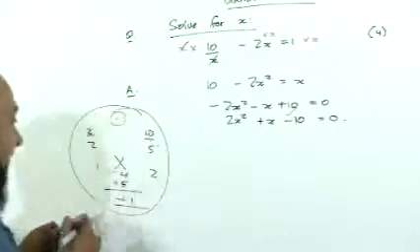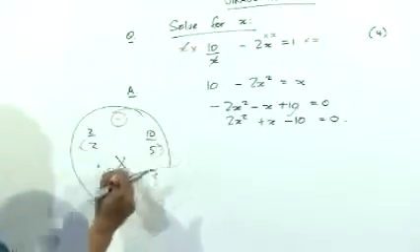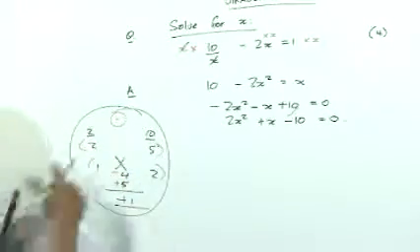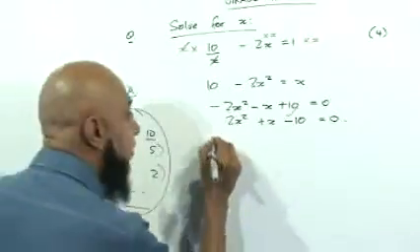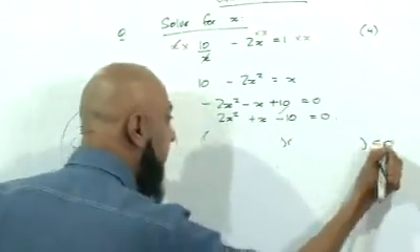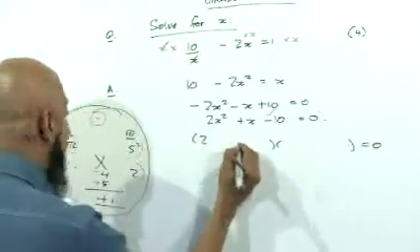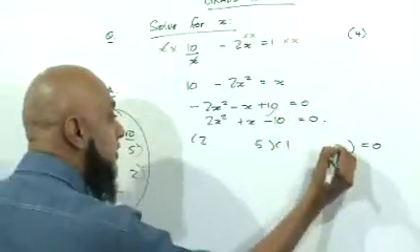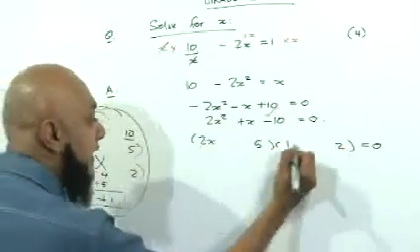My last sign is a negative. So here are my factors, guys. 2, 5, 1, 2. So break this up, equal to 0. 2, 5, 1, 2. We need to get x squared, so we're going to put x and x.